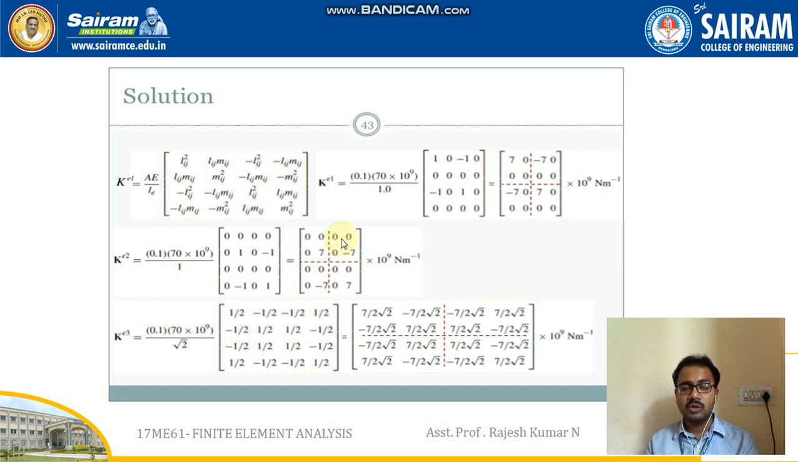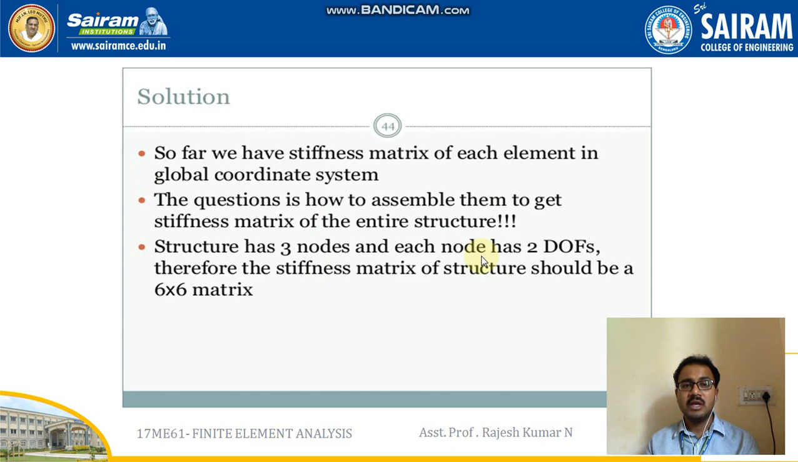Similarly for element 2 also we have two nodes, node 1 and node 3. Here I have taken node 1 as the initial one and node 3 as the final node. So the location will be D1 D2 D5 D6. Like this we can write it for all three element stiffness matrices. So far we have the stiffness matrix of each element in the global coordinate system.